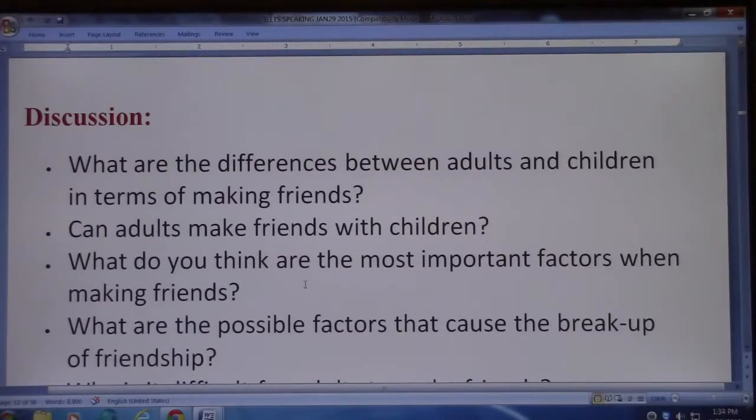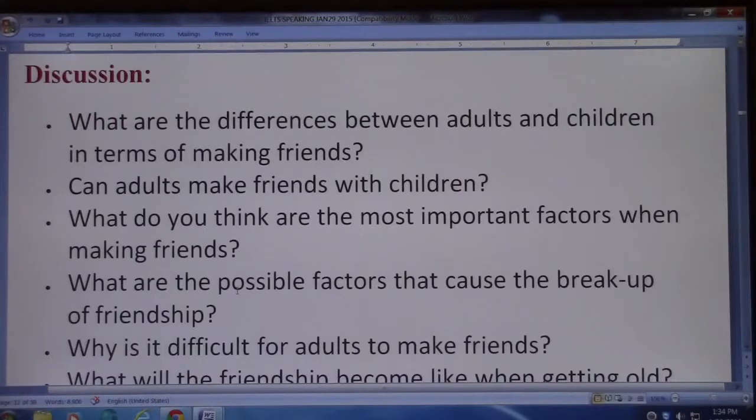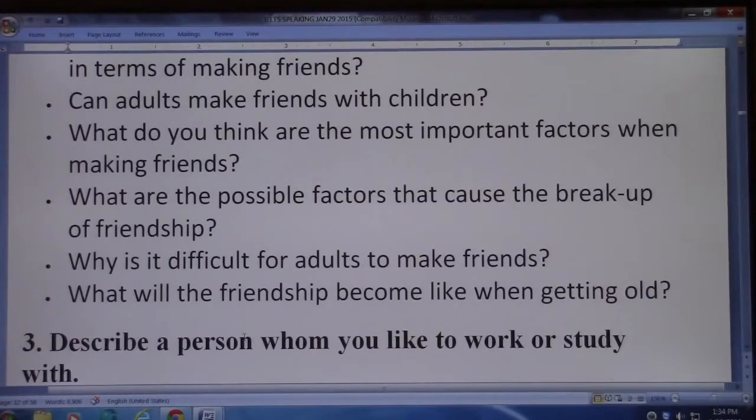What do you think are the most important factors when making friends? You may want to talk about honesty, helpfulness, things like that. So, again, in the topic friendship, we discuss all this. What are the possible factors that cause the breakup of friendship? Cheating, number one. Dishonesty, unfaithfulness, cheating.